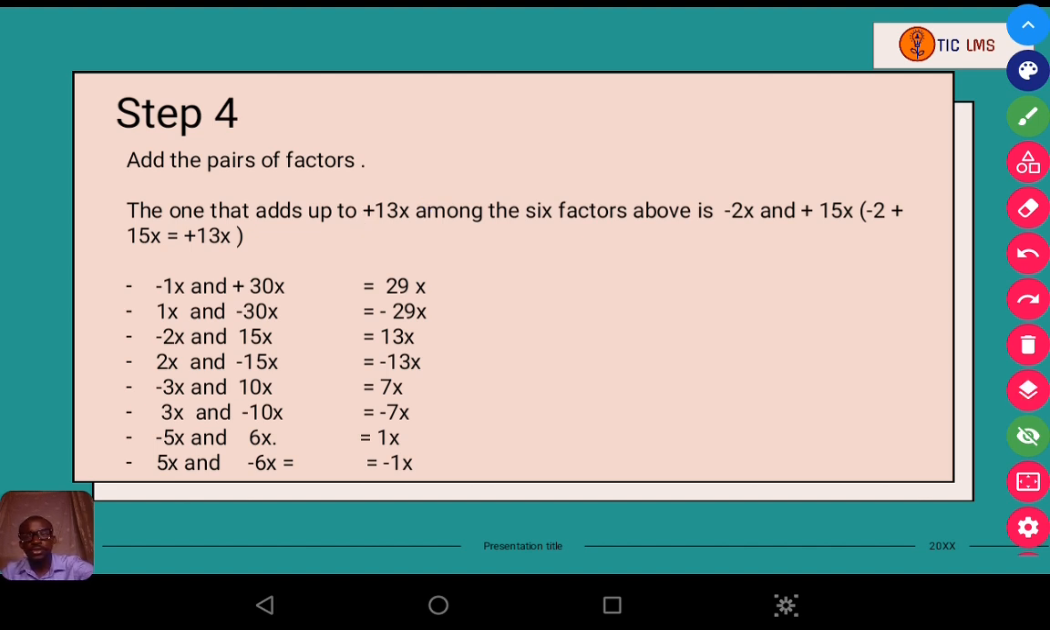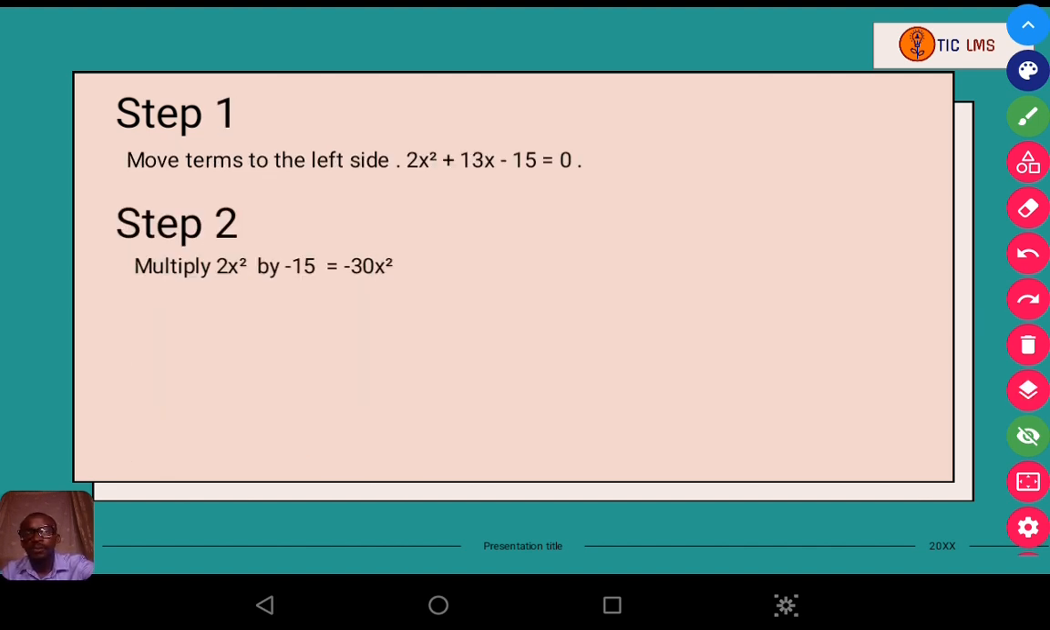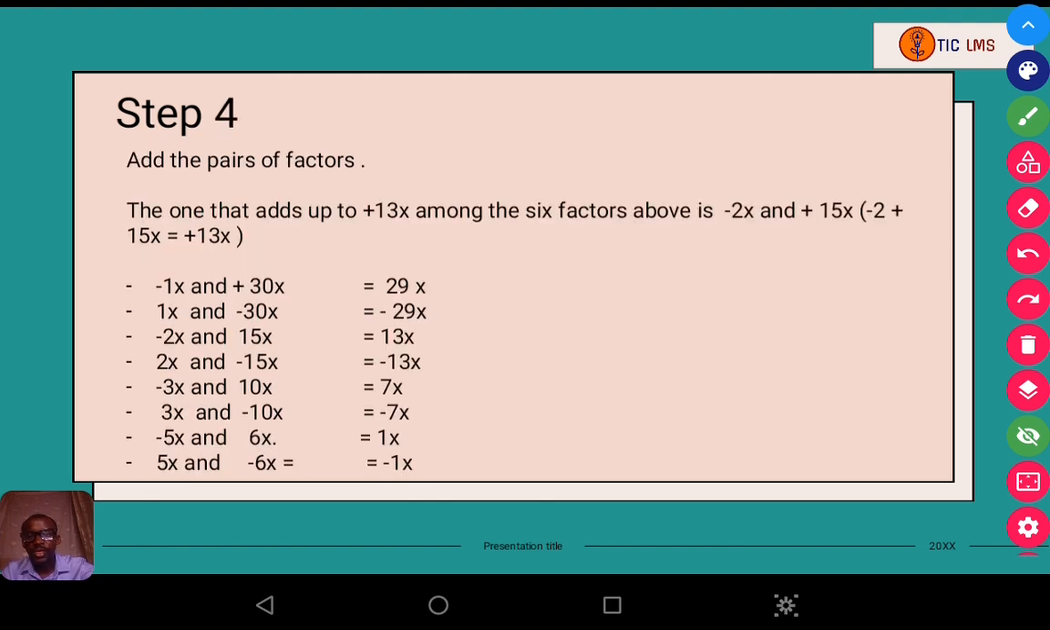If you go back to your question, here you have it as 2x squared plus 13x minus 15. Here is the positive 13x in the center. So we want to get two factors that add up to give us that positive 13x. So here is what we do. We add the numbers according to what we have in this step 4.